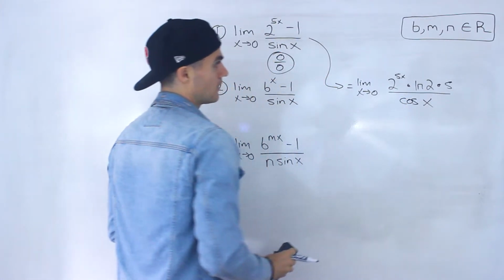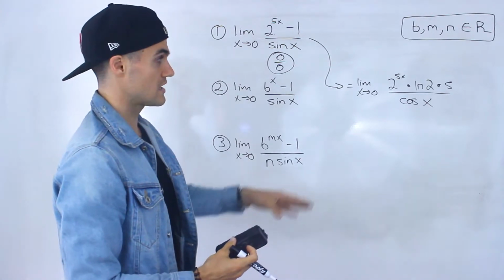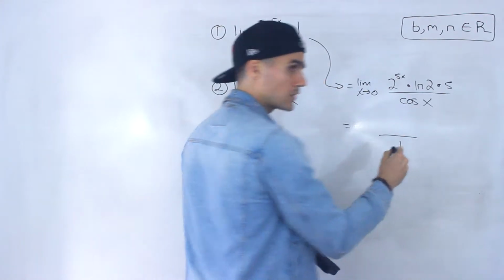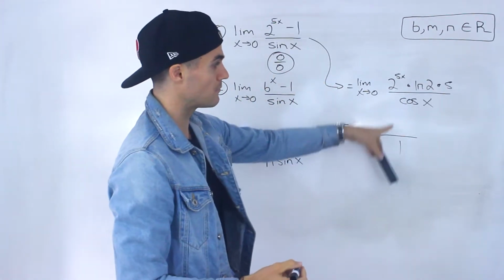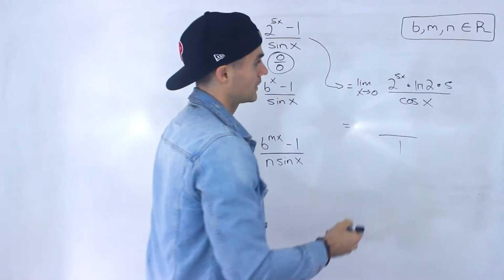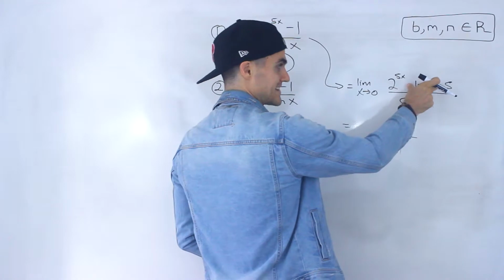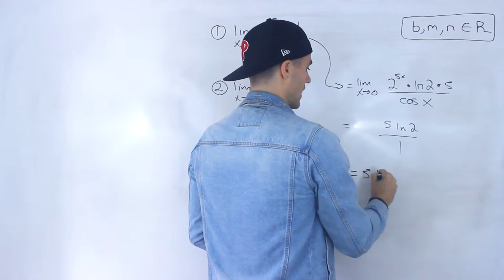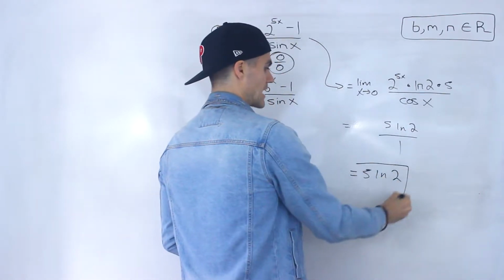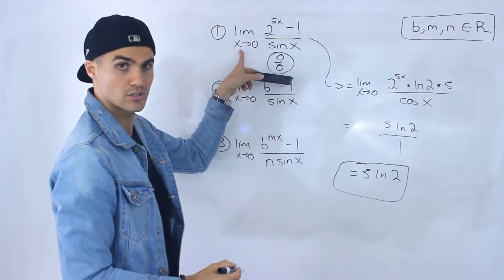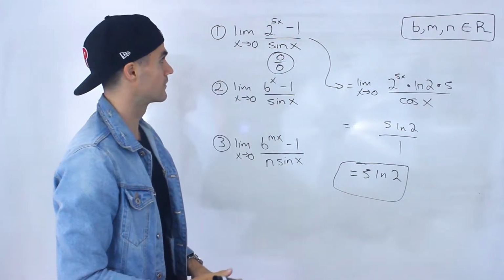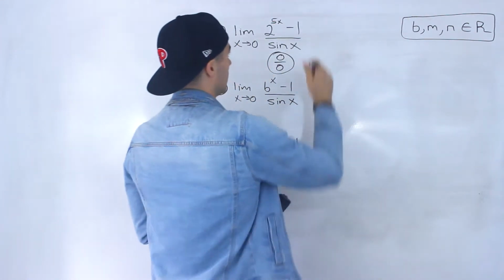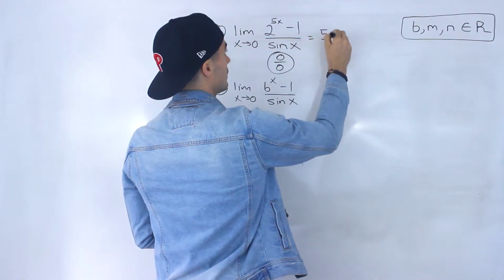Now if we plug in 0 for the x values, we'll have 1 at the bottom, so we can do a direct substitution. And up here, we'll have 2 to the power of 0, which is 1, times ln 2 times 5. So we'll have 5 ln 2. That ends up being the final answer as an exact value. 5 ln 2 is the answer to that limit. So let's write out that answer up there. We got 5 ln 2.